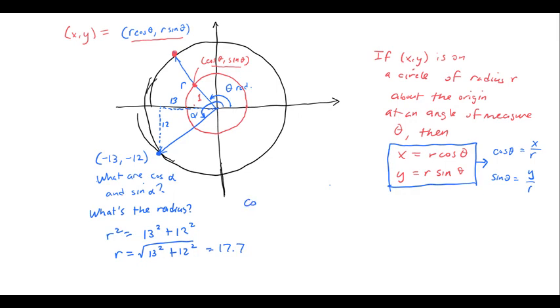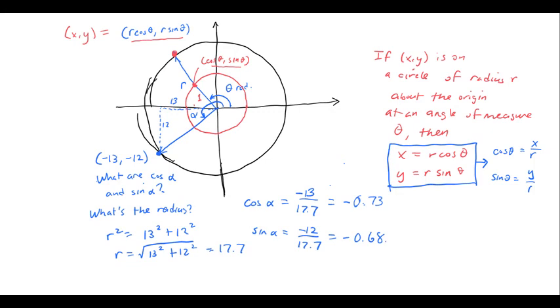So that would mean that the cosine of alpha would be equal to my x-coordinate, which is negative 13 over 17.7, and my sine of alpha would be the y-coordinate over the radius, so negative 12 over 17.7. Let's calculate those. We get negative 0.73 for the cosine, and then for the sine I would get negative 12 over 17.7. That comes out to negative 0.68. Seems about right.